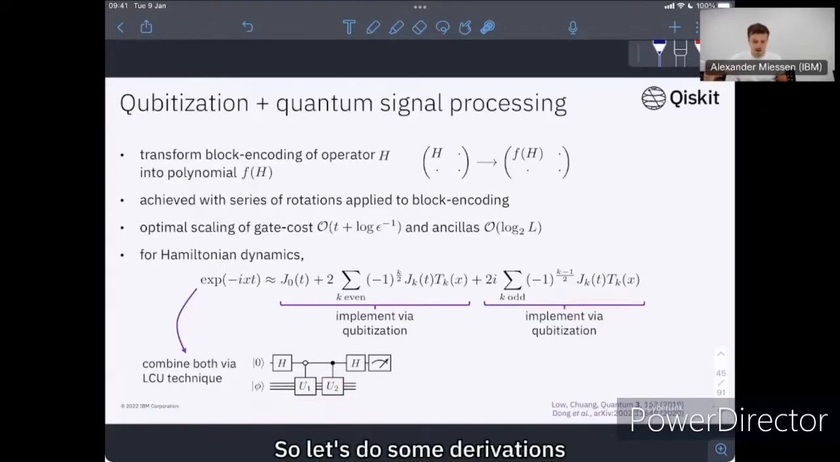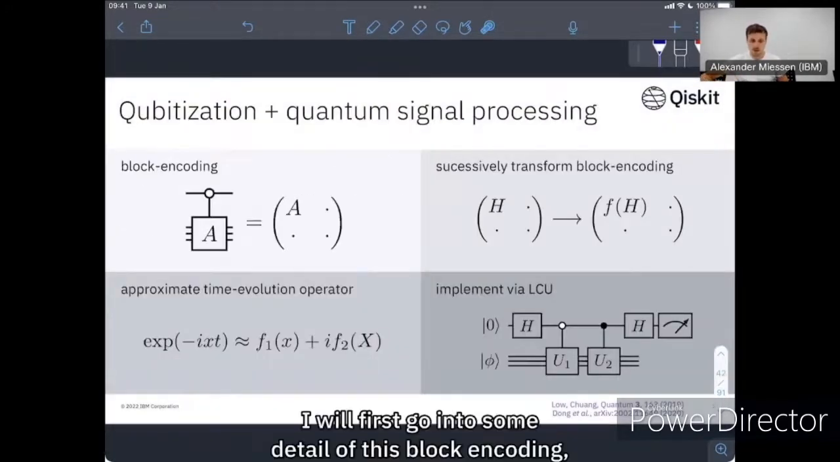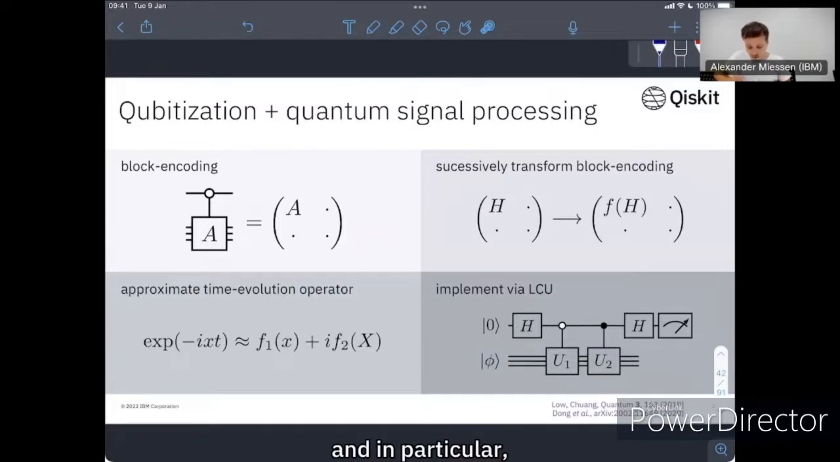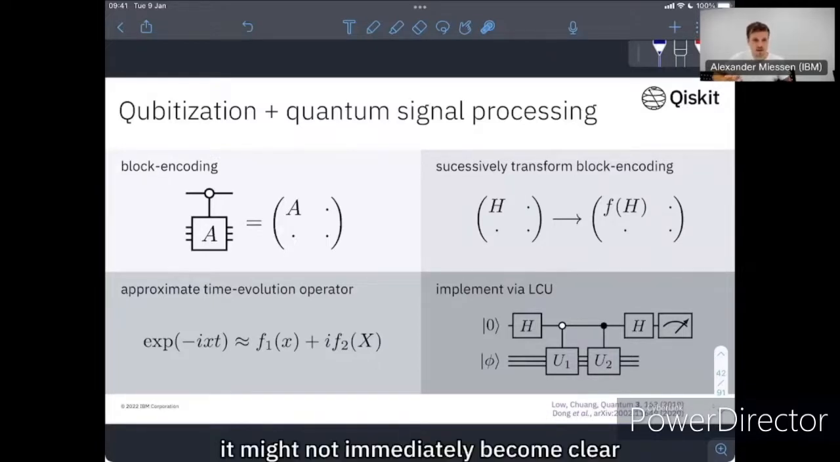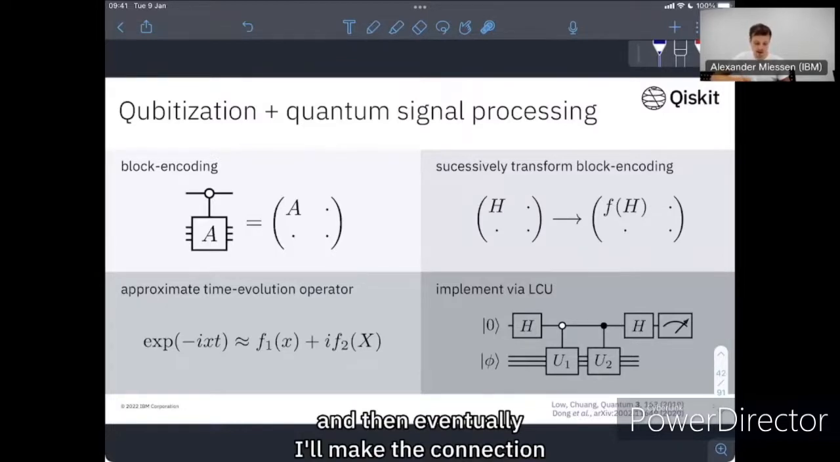So far, so good. So let's do some derivations and actually see how to do this. Be aware that most of these derivations might not immediately become clear why they're connected to quantum dynamics or Hamiltonian simulation, okay? And the reason for this is that I will first go into some detail of this block encoding, and in particular how to construct these transformations, okay? And since this is general and does not only apply to Hamiltonian dynamics, it might not immediately become clear why we have to do this, okay? So just endure through this, and then eventually I'll make the connection to implementing this, okay?